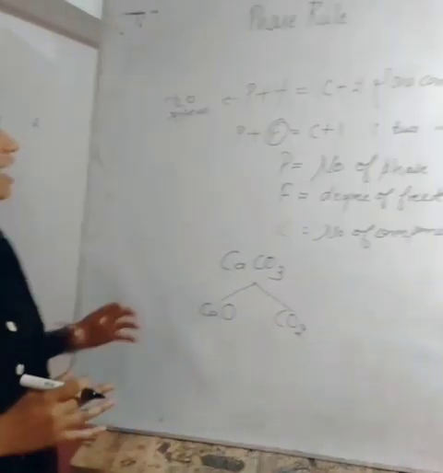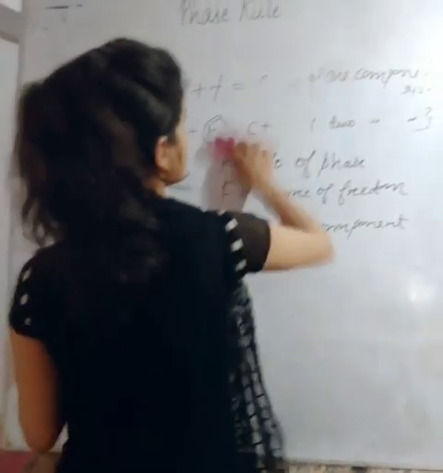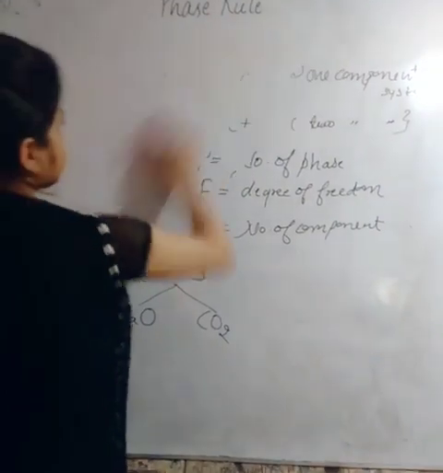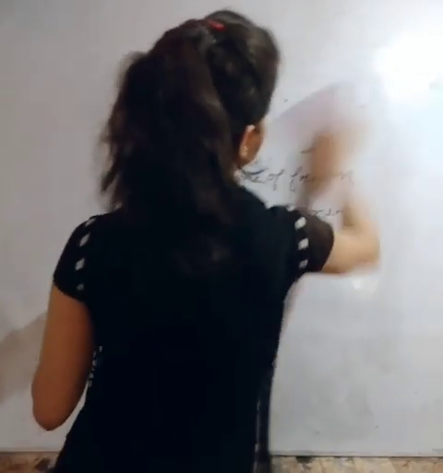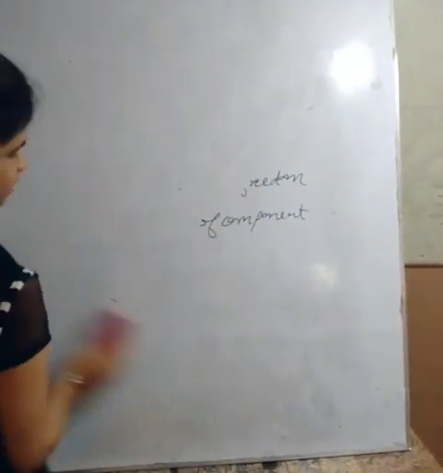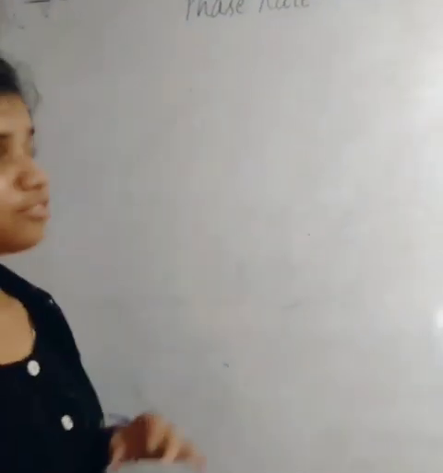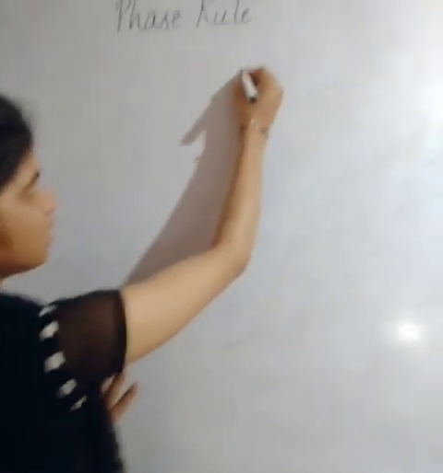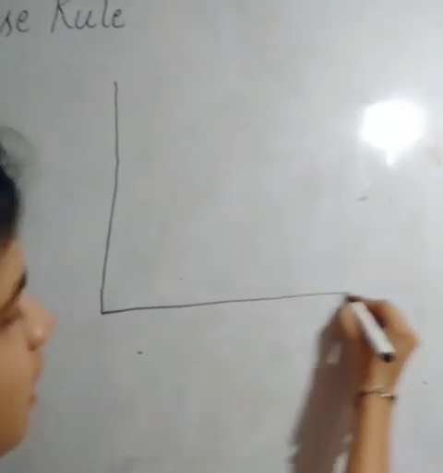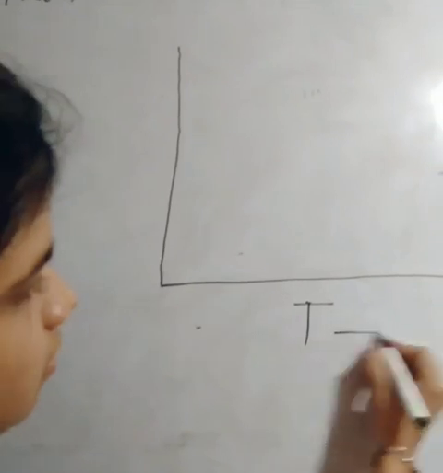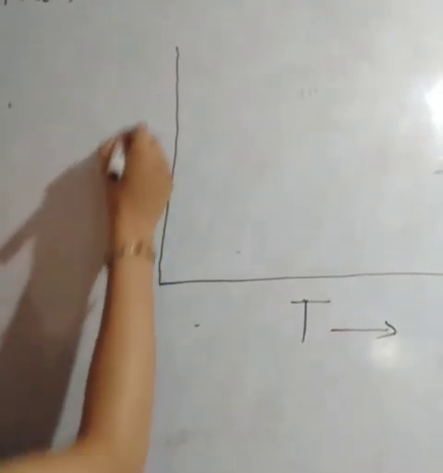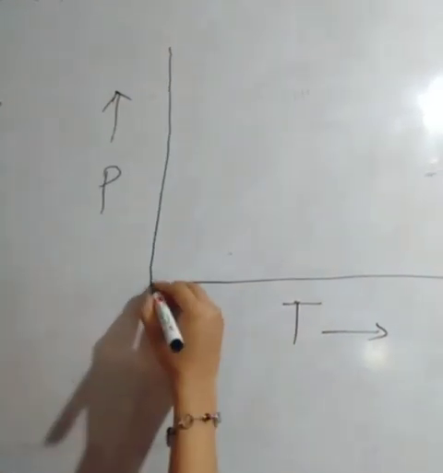Now our main topic is to understand the phase rule diagram. By taking the example of the water system, we have to study the one component system. So let us see what the water system is. For this, I am drawing the phase diagram. It is a graphical representation of temperature and pressure.